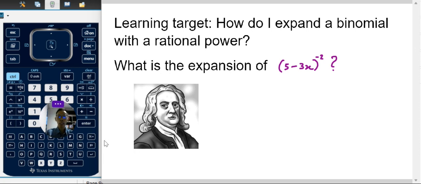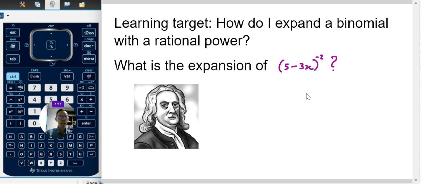Today we're going to learn how to expand a binomial with a rational power. That is something like this: to the power of -2, or half, or a quarter. And this expansion was first generalized by Newton in 1665 as he was exploring how to expand two numbers to a fraction, and so on.